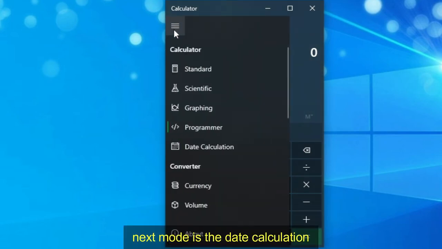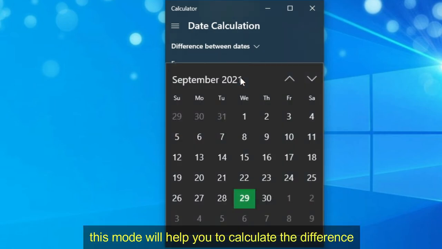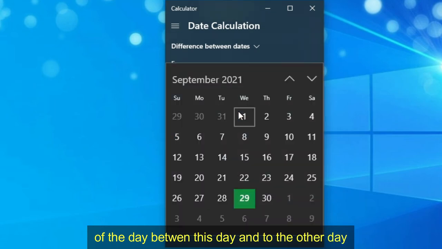Next mode is the date calculation. This mode will help you to calculate the difference in days between this day and another day.